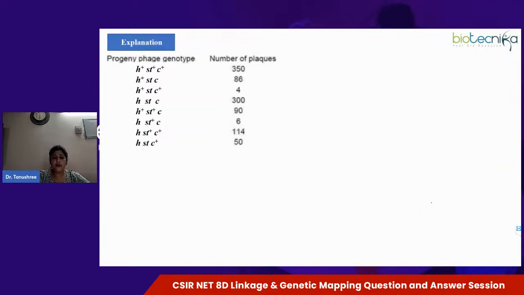Now, what you have to do is, how will you find out which one is the single crossover event one? So for this, you have to write down both the parental. Okay, you have to write down both the parental. So here my parentals are H plus, ST plus, and C plus, right? And another is, so this is one parental, this is another. So this is H, ST, and C, right?